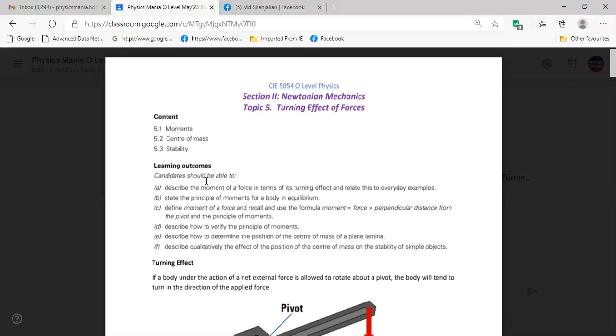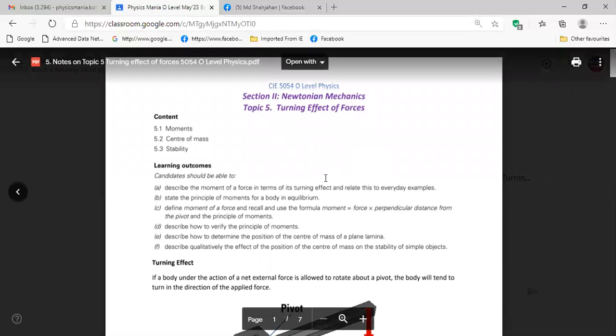So can you please read the learning outcomes? Learning outcomes. Candidates should be able to describe the moment of a force in terms of its turning effect and relate this to everyday examples, state the principle of moments for a body in equilibrium, define moment of a force and recall and use a formula, moments equal to force into perpendicular distance from the pivot and the principle of moments, describe how to verify the principle of moments, describe how to determine the position of the center of mass of a plane lamina, describe qualitatively the effect of the position of the center of mass on the stability of simple objects.